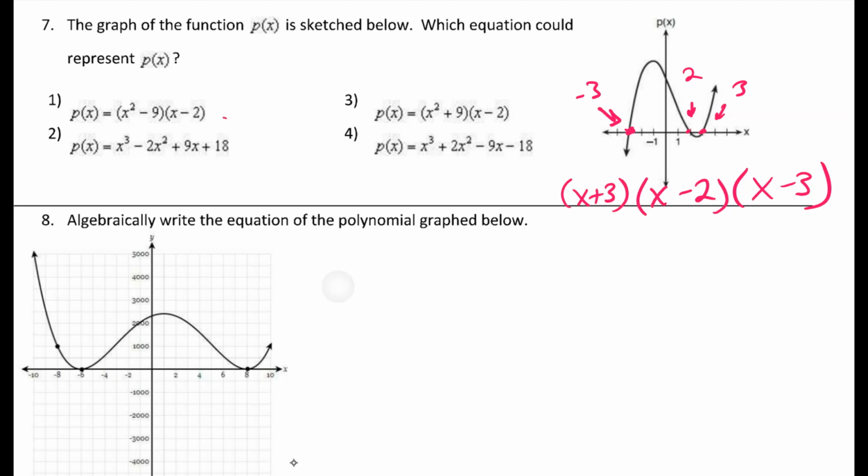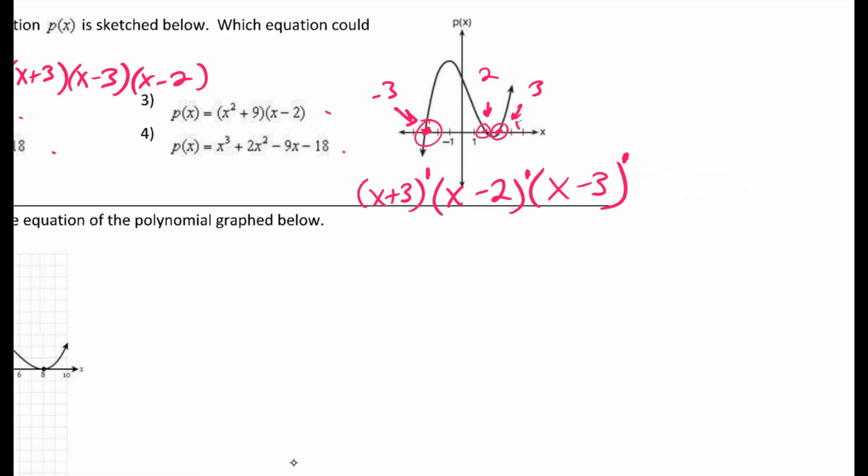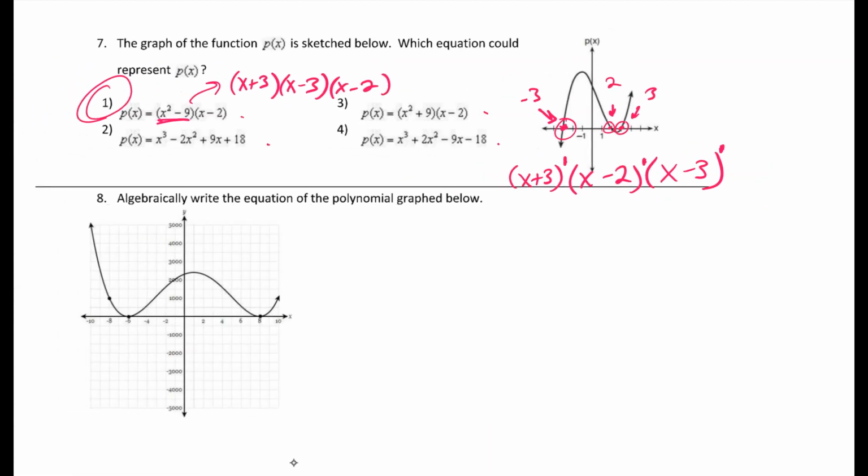So I'm scanning through these, and I'm looking to see which one has these factors. And if you factor x squared minus 9, it factors into x plus 3, x minus 3, a difference of two squares, times x minus 2, which, ding, ding, ding, are the exact factors that we need for this polynomial here. And notice that they're all to the first power, because all three of those x-intercepts pass straight through the axis. There's no bounce where they touch the axis and then turn around. So they all go straight through, so they're all of a multiplicity of 1.